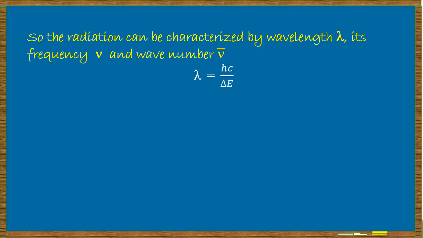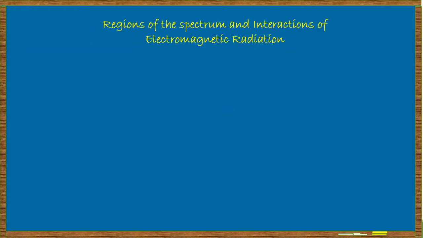Now we see lambda. The electromagnetic radiations can be represented by lambda, that is the wavelength. That is, lambda is equal to hc by delta E, the Planck's constant times velocity of light, divided by the difference in the energy levels. They can also be represented by the frequency nu, that is equivalent to c by lambda. Then they can also be represented by nu bar, the wave number, that is the inverse of the wavelength, 1 by lambda.